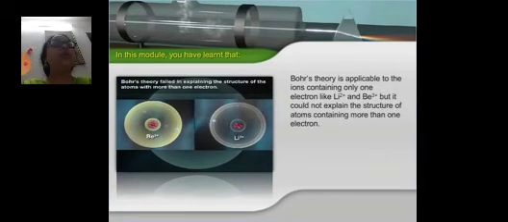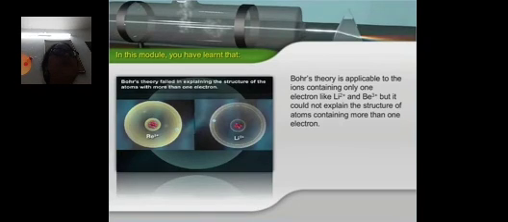So Bohr's theory is applicable to ions containing only one electron like lithium plus 2 and beryllium plus 3, but it could not explain the structure of atoms containing more than one electron.